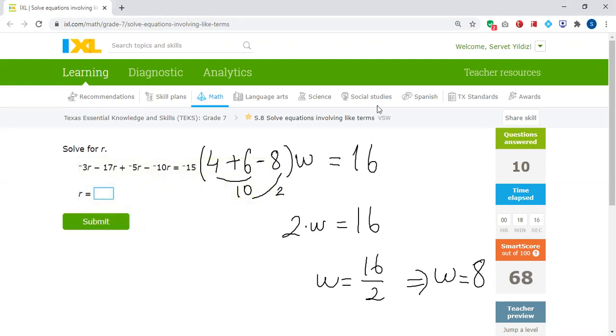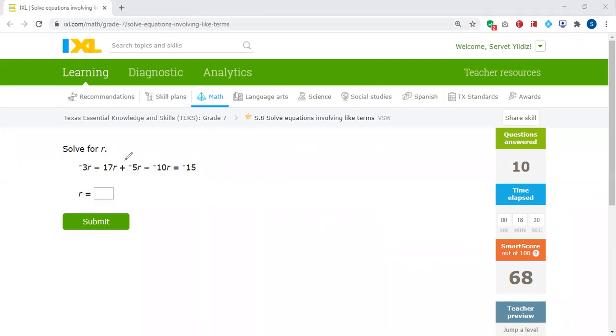Okay, let's look at this one. How many terms do we have? Negative 3r, 17r, negative 5r, and negative 10r. So we have to be really careful here. As you can see, all the variables are r. That means they're all like terms. I'm going to put r out, and I'll have a bracket here. So I'm going to write the coefficients.